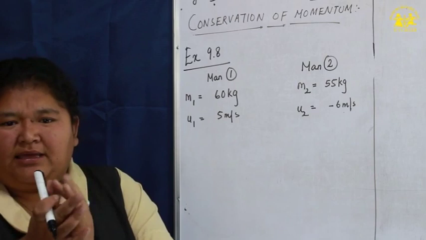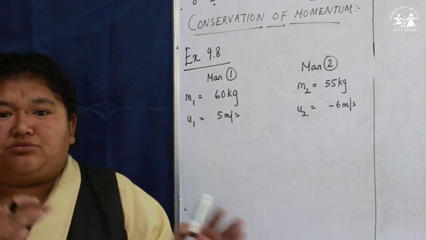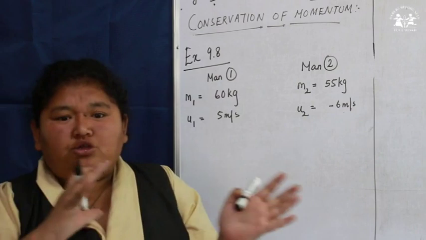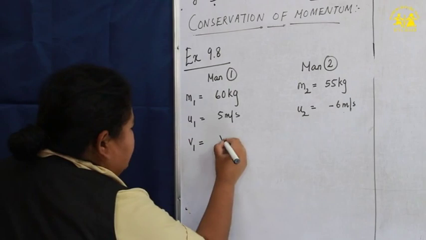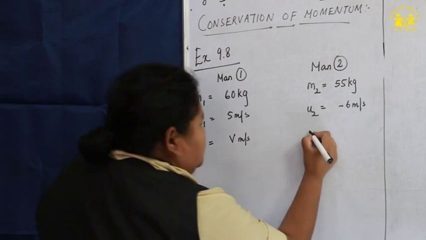They collide and then move together on the skateboard, so we want their combined velocity. Let us call the combined velocity V meter per second, right?